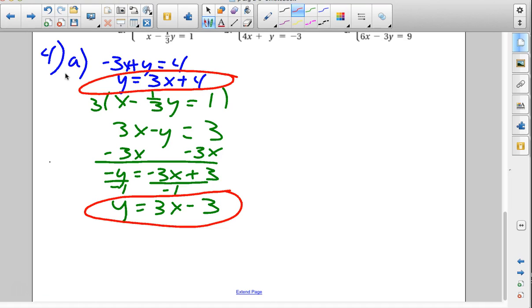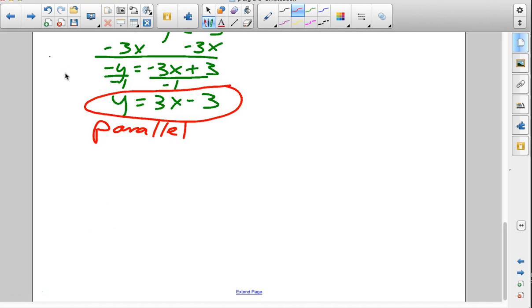So I notice they've got the same slope. They don't have the same b value in the back. So if they have the same slope, these lines are going to be parallel. And that means we're going to have to write no solutions because they're not going to hit each other. And that's the thing we don't like in math, having to write no solutions. So that is inconsistent with what we like. Inconsistent.